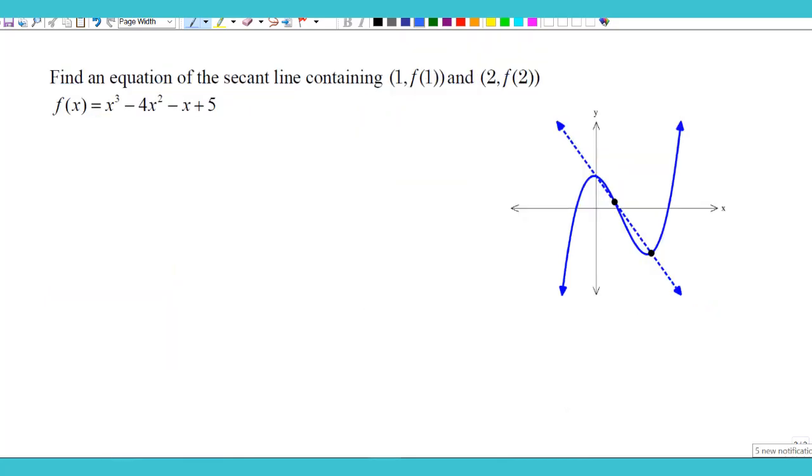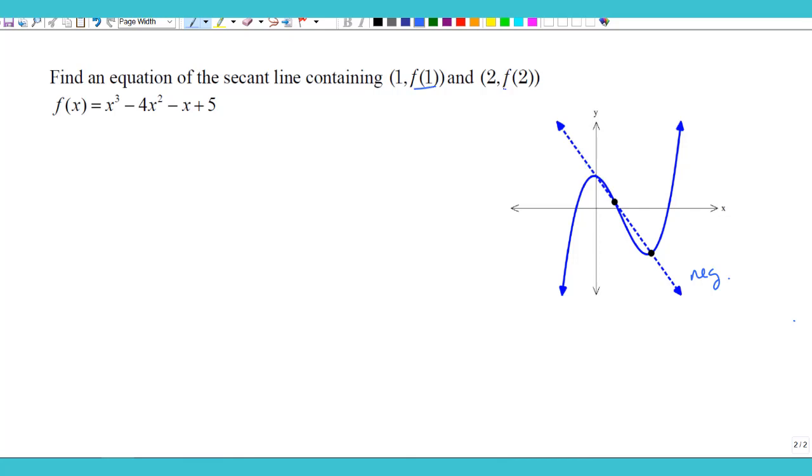Now let's look at another example using a cubic function. Again, I have provided a graph, but you really don't need it. The graph is just to help us use a visual representation. When I find the equation of this secant line, the slope should be negative because this line is tilting downwards to the right. So the process is, again, I need to find the slope.